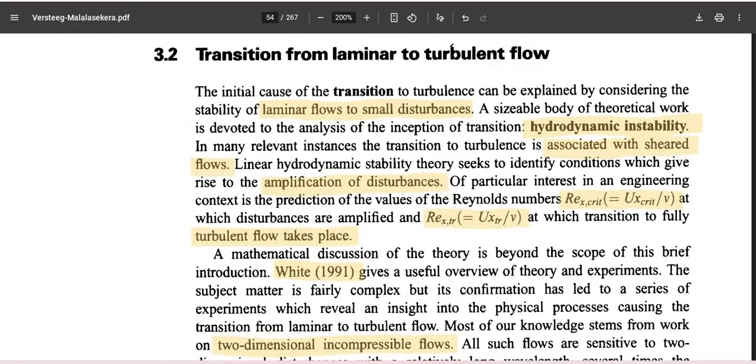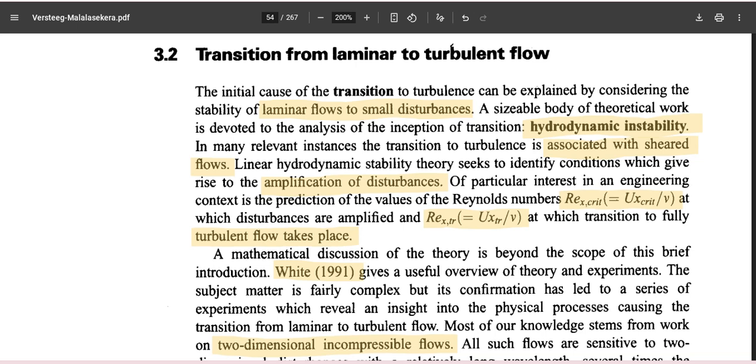Hi all, this is the second video about turbulence and its modeling. In this video we give a brief review of how the transition from stable laminar flow to unstable turbulent flow happens, based on hydrodynamic instability theory. We are not going to go very deep, just give a brief overall understanding of what hydrodynamic instability theory says about the transition from laminar flow to turbulent flow.